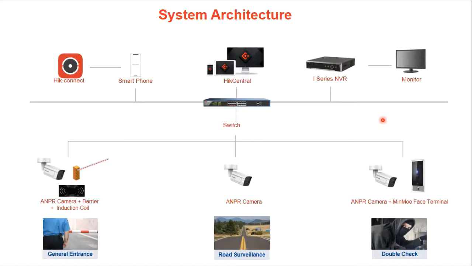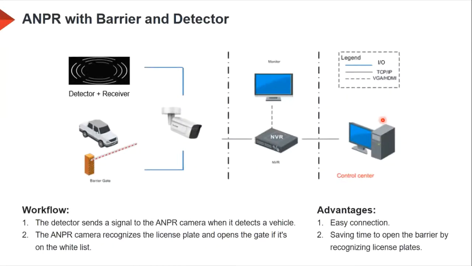For maybe a back-end system, for notification purposes or for other secondary control purposes. All right, so the first one, ANPR with barrier and detectors. So this is your triggering device, could be a coil, could be beams or something like that. That'll trigger the camera to tell the camera, listen, there's a vehicle now. The camera will do the number plate recognition of the vehicle and then directly control the barrier gate.